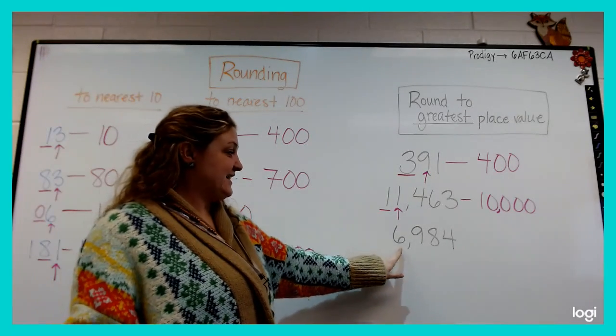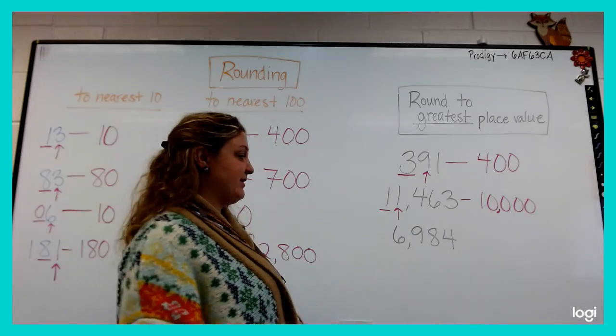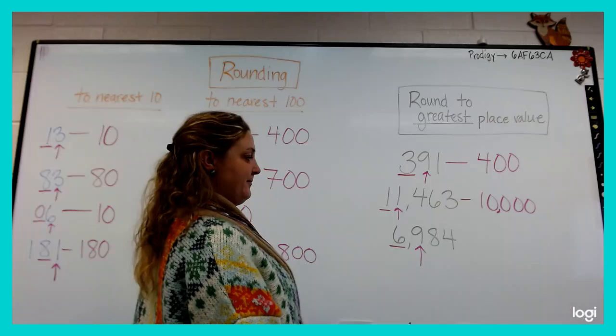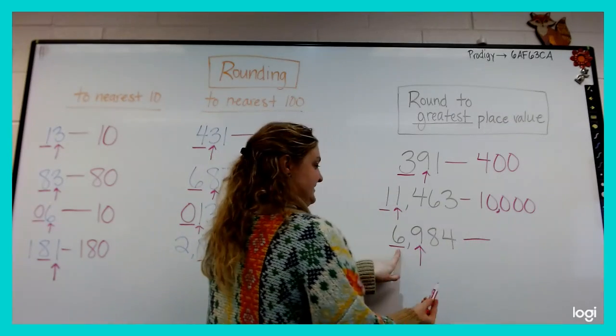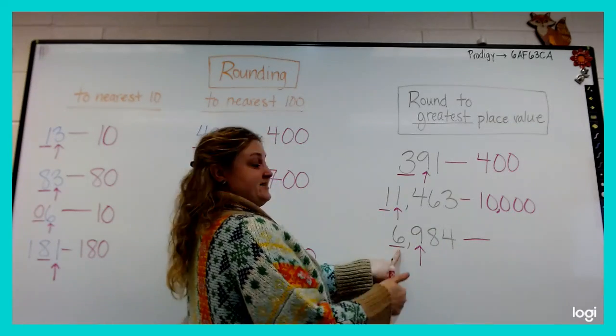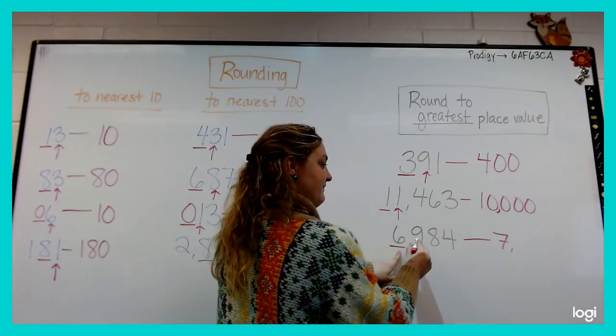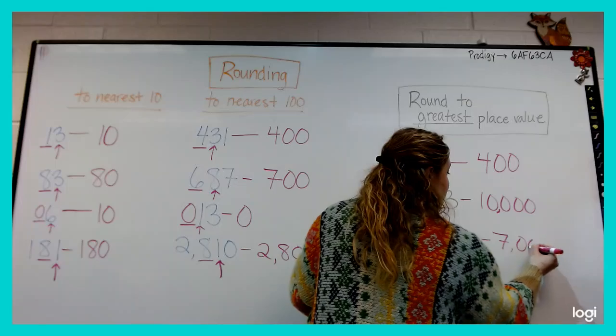Last problem. This time we need to round to the nearest 1,000 because that's our biggest value. Underline your biggest place. Check out the neighbor. We can see that the 9 is making us bump that 6 up. So my 6 will become a 7. And then I have 3 places to fill in with zeros.